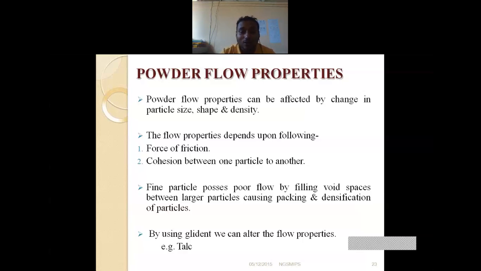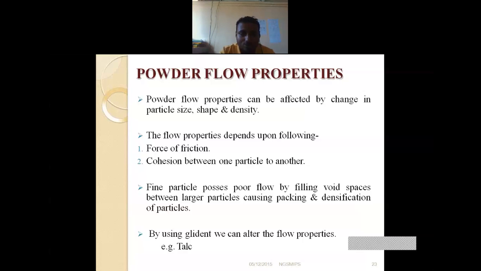it sticks on the hopper, it sticks on the die, it sticks on the punch, because we are using binders. It may stick on the die, punch, or hopper. So to avoid this kind of characteristic, we have to use lubricants. That's why powder flow properties is an important factor in the preformulation study.